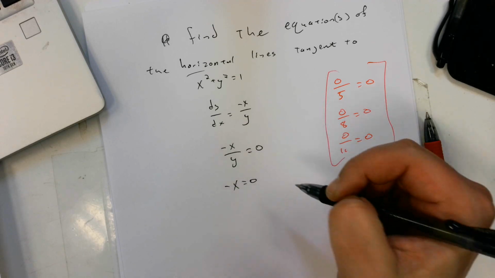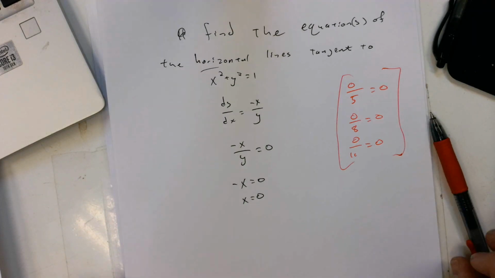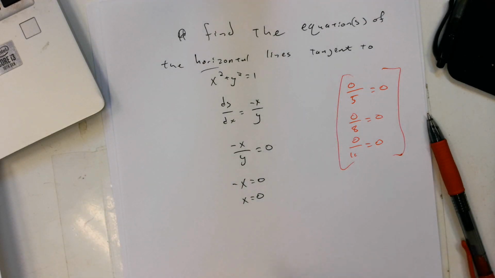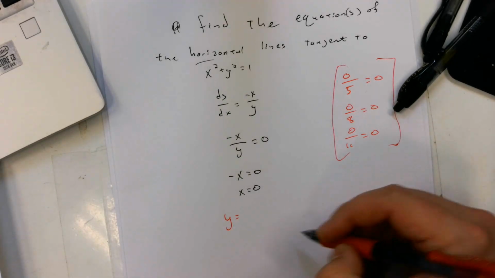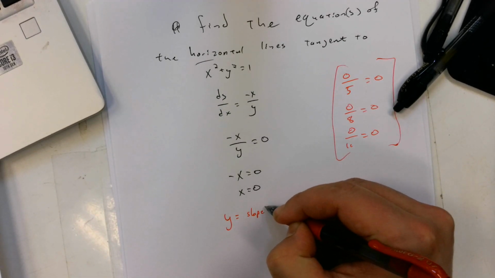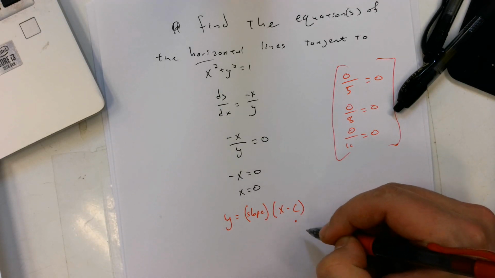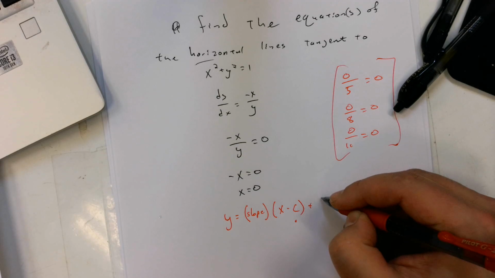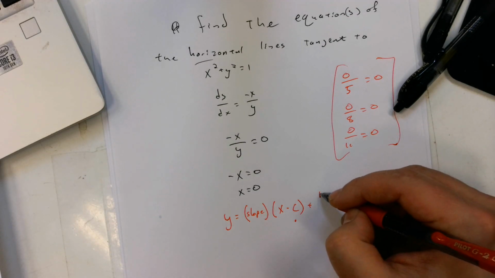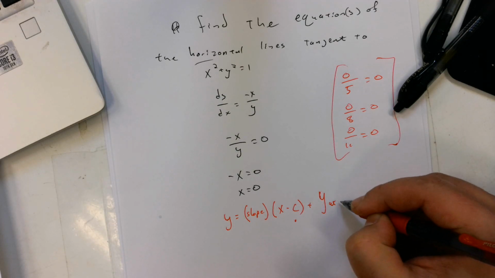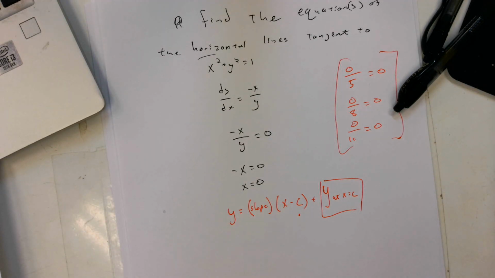So negative x equals 0. Well, negative x equals 0, x equals 0. Well, what do I do now? Because in a tangent line situation, you guys hopefully are still thinking, all right, I need y equals some sort of slope times x minus whatever x coordinate I'm looking for, plus the corresponding y coordinate. I'm going to call it y at x equals c. And this is a new variable, y at x equals c.